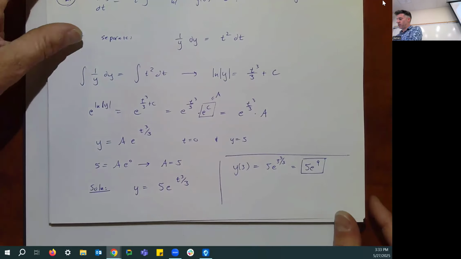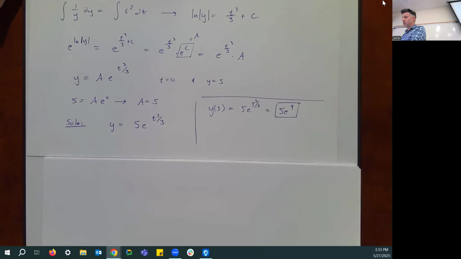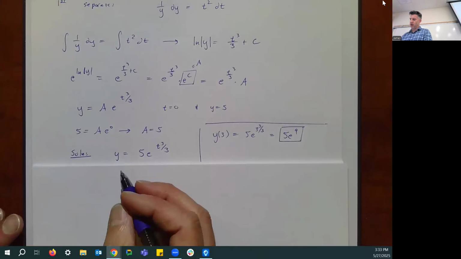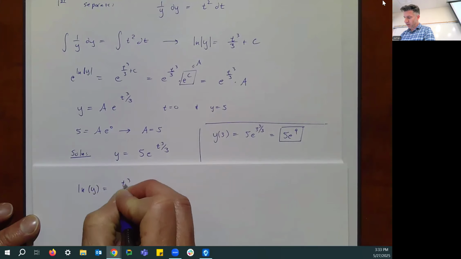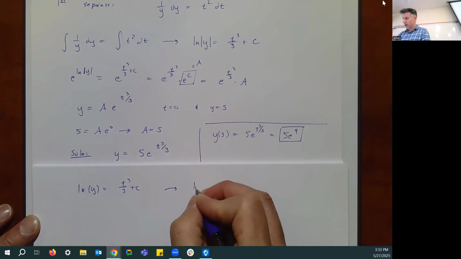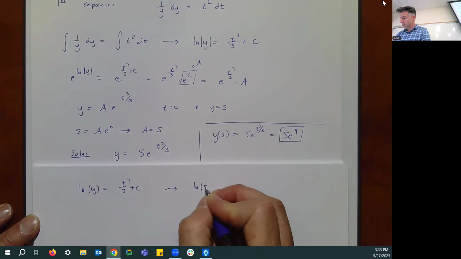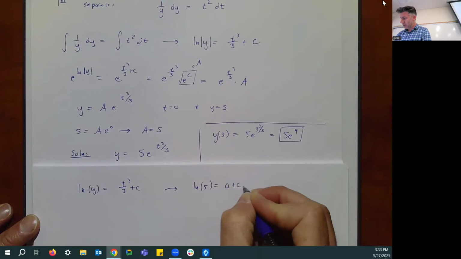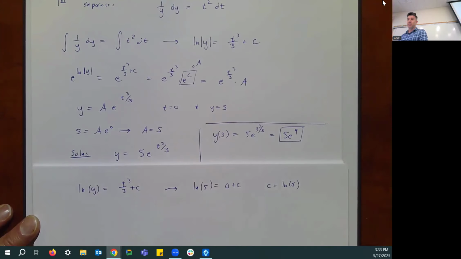I will point out, just to really convince you that this is the way you should do it, you could make this harder on yourself. You could say, I don't want to do it that way. I'm going to say natural log of y equals t cubed over 3 plus c, and find c right now. So I'm going to say natural log, I think I said e to the 5th before. I was mistaken. It was natural log of 5, apologies. Natural log of 5 equals 0 plus c, so c is equal to the natural log of 5. This will work, it's just going to be more work.